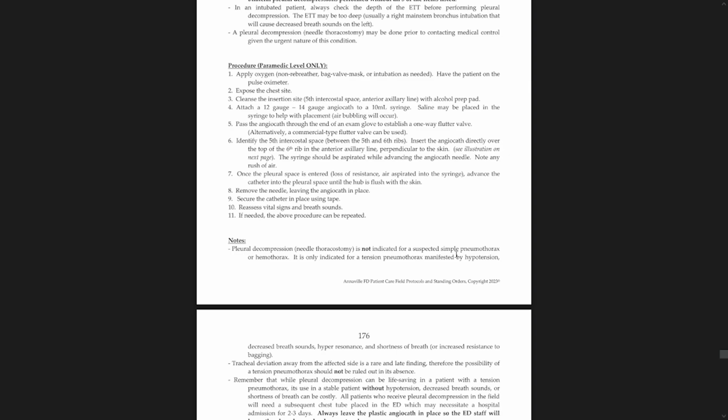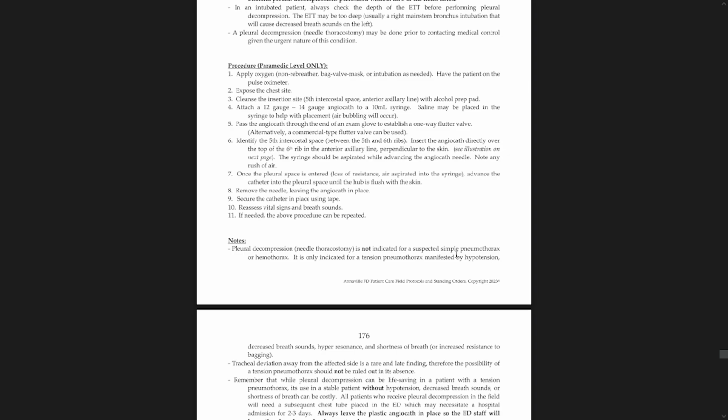Pass the angiocath through the end of an exam glove to establish a one-way flutter valve. Alternatively, a commercial type flutter valve can be used. Identify the fifth intercostal space between the fifth and the sixth rib. Insert the angiocath directly over the top of the sixth rib in the anterior axillary line perpendicular to the skin.